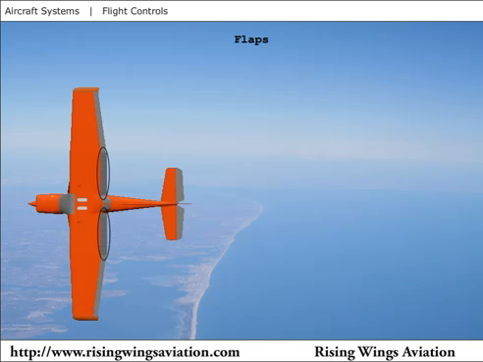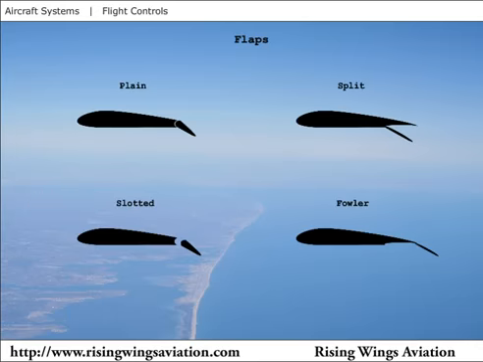There are 4 common flap types: plain, which simply angles downward on a hinge; split flaps, which increase lift and drag more than plain flaps; slotted flaps, which increase lift a great deal more than plain or split flaps by allowing high pressure air from below up and over the flaps; and Fowler flaps, a type of slotted flap which extends rearward and downward.